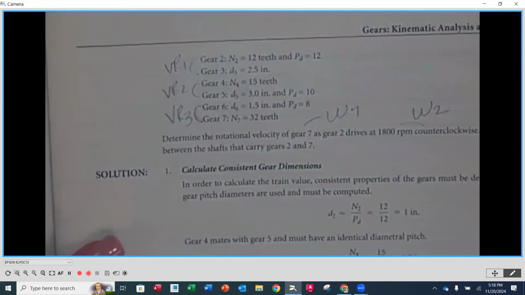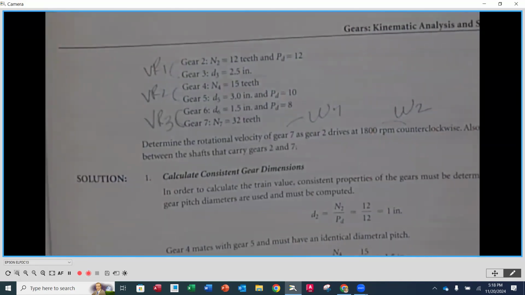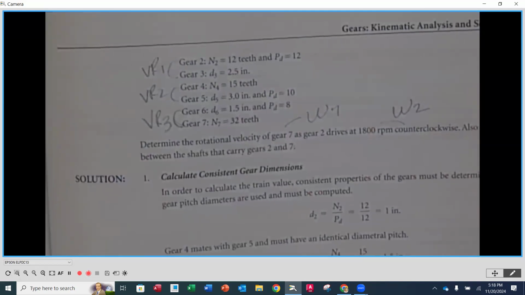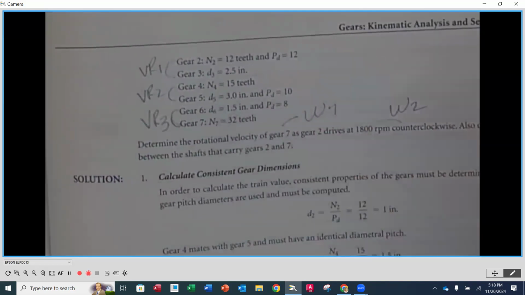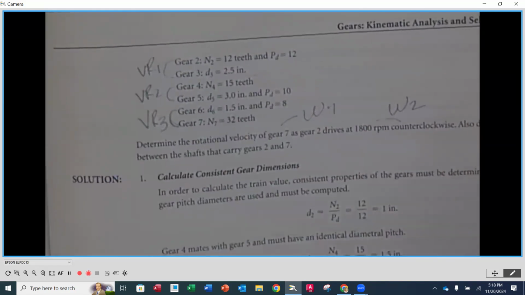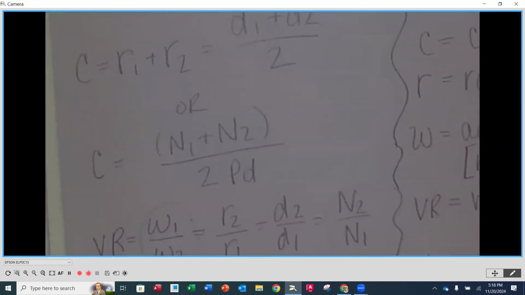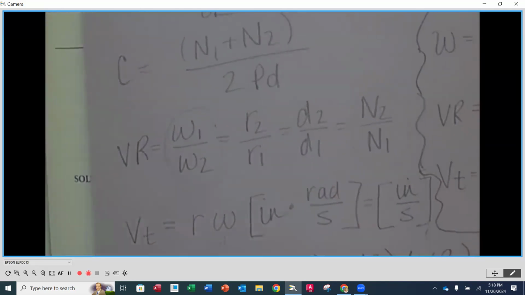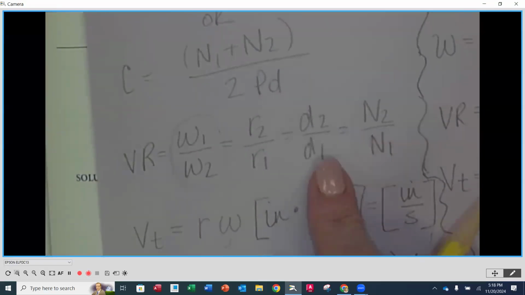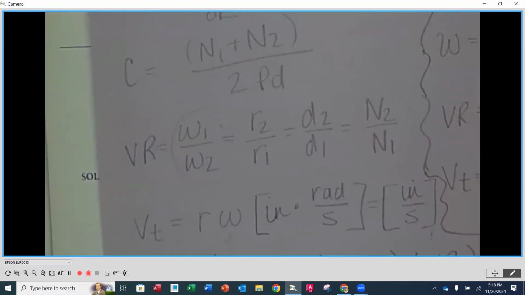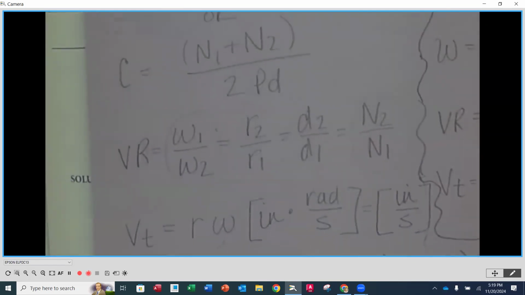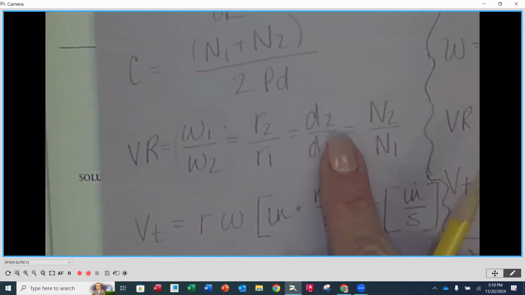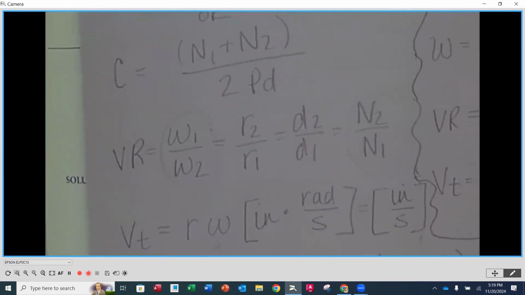Okay. Now, thinking ahead here, we need to find the W7, okay? The angular velocity of 7. So there are multiple ways that we can get at that. But what we're going to be doing is working through our velocity ratio equation, okay? Now, because we also have to find center distance, and center distance is related to the pitch diameter, okay? The diameter across the effective pitch circle, if you would, of the gears. What we're going to do is calculate the pitch diameter for each one of these gears so we can use that in turn to get our center distance.